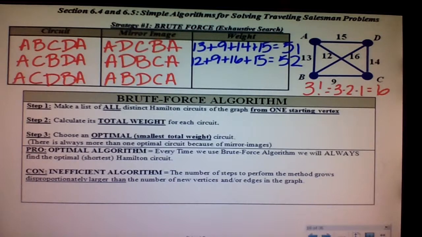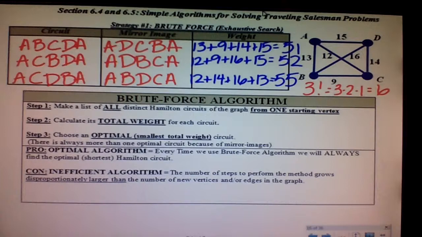My last one. A to C, 12. C to D this time, so 14. D to B, so 16. And B to A, 13. 55.